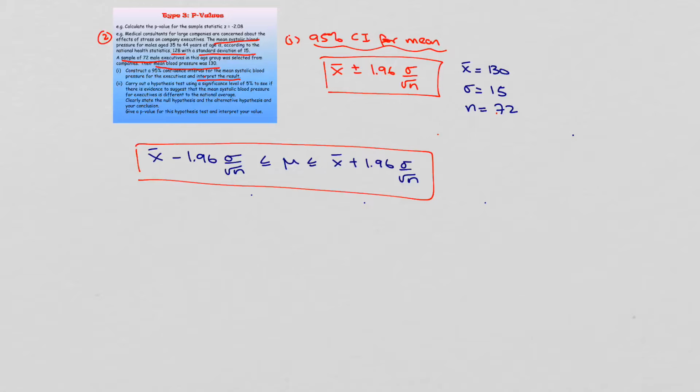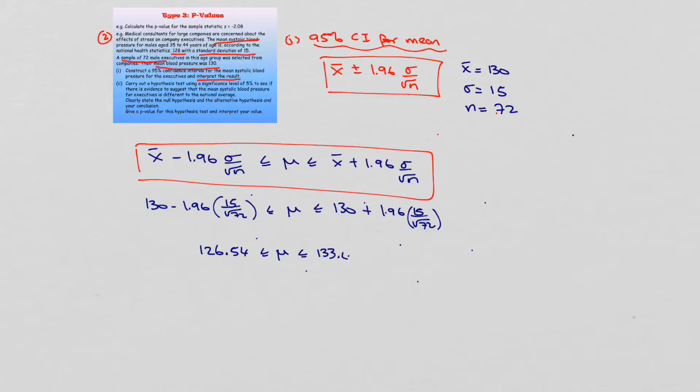Okay, so if I put that in, we have 130 minus 1.96 times 15 over the square root of 72, less than or equal to the mean, less than or equal to 130 plus 1.96 times 15 over the square root of 72. So if I put all that into our calculators and simplify, we end up with 126.54 and 133.46. So this here is our 95% confidence interval for the mean.